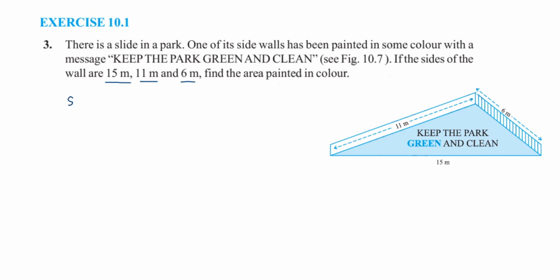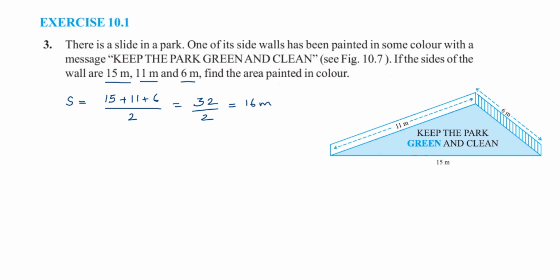So S, which is semi-perimeter, is half of the perimeter. Right? Semi means half. So we have to add all the sides and divide it by 2. So three sides are 15, 11 and 6. So we'll add the three and divide it by 2. So when you add 15, 11 and 6, you get 32. So 32 divided by 2 is 16. We get 16 meters. So this is the semi-perimeter.